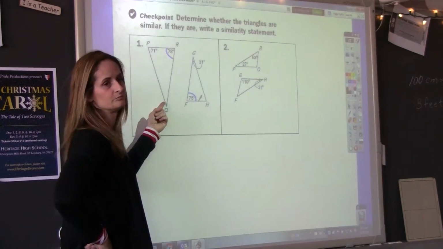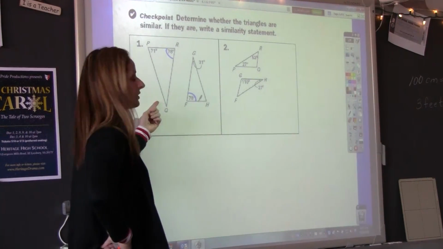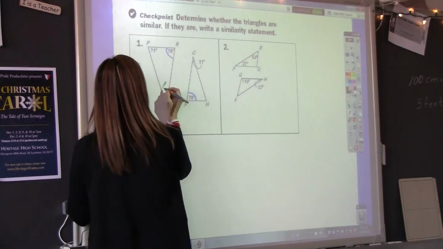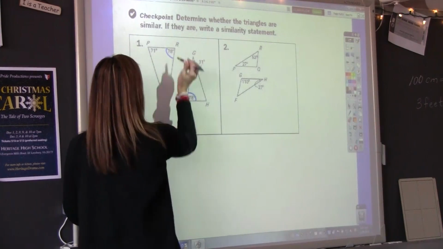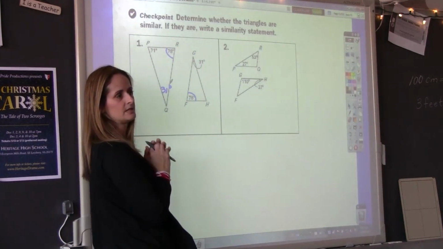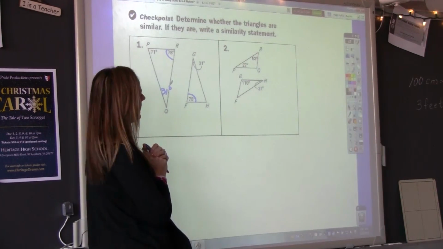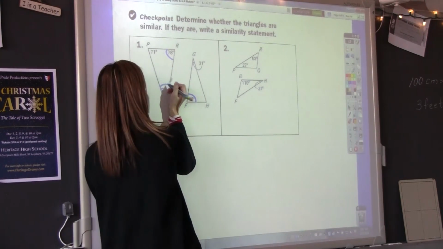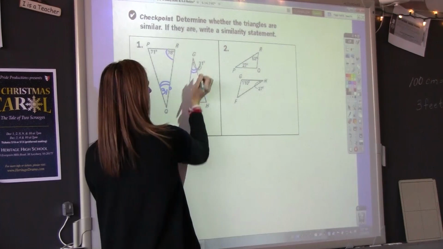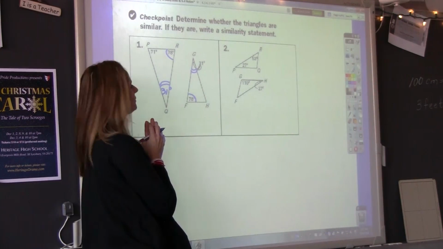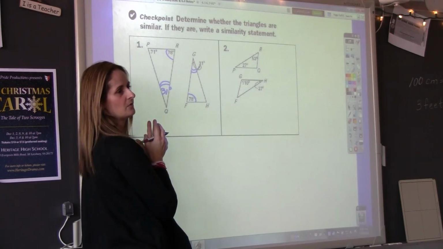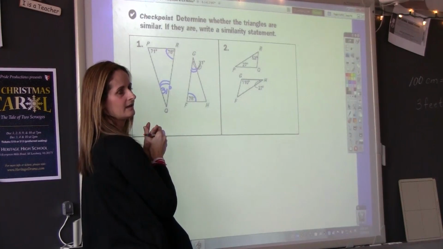What would this one be? 31? Because all 3 of those interior angles need to add up to 180 degrees. Okay, oh good. Well, now we have 2 pairs of corresponding congruent angles. So these 2 triangles are similar by AA.